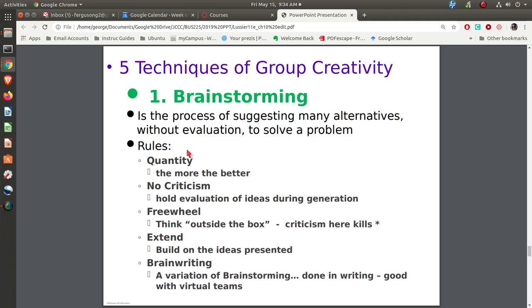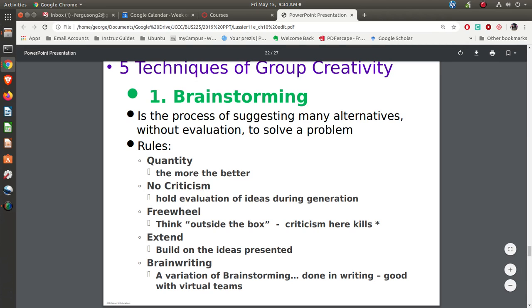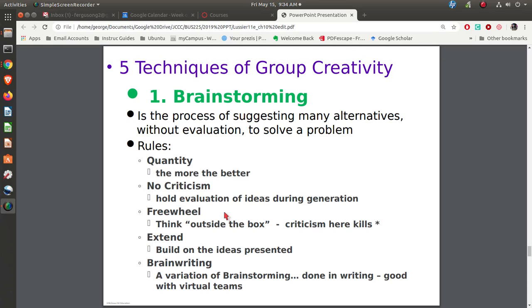And there are rules. You want quantity. You want to get as many options, as many ideas out there as you can. No criticism. You cannot criticize or say that's a lousy idea. Freewheeling is really wanted. In other words, really start thinking differently. Build on the ideas that have been presented. And then you start looking at all of those. Then you can start deciding.